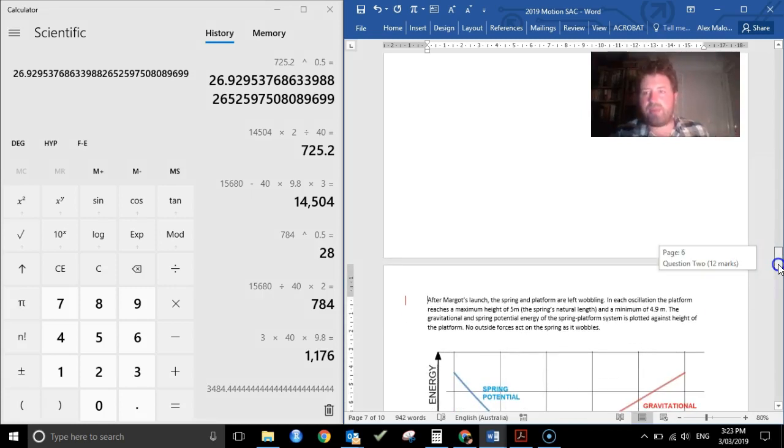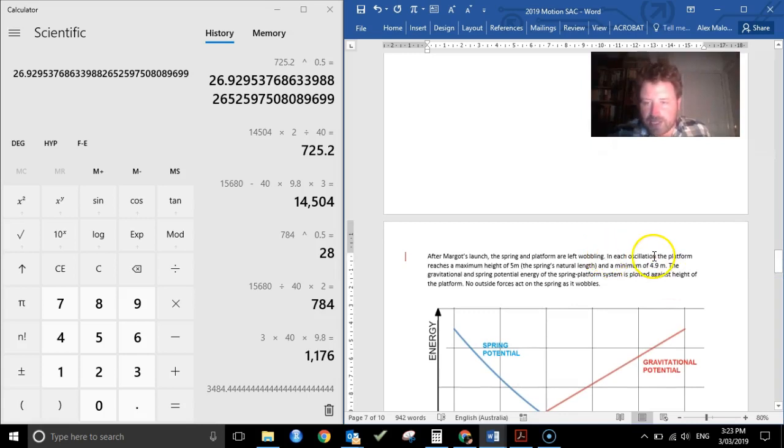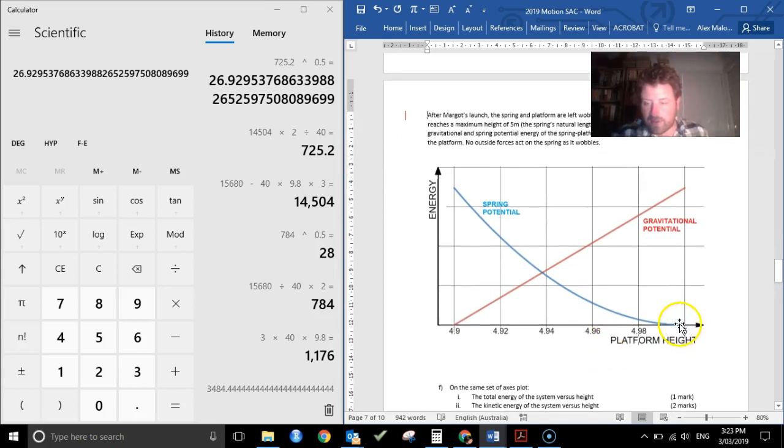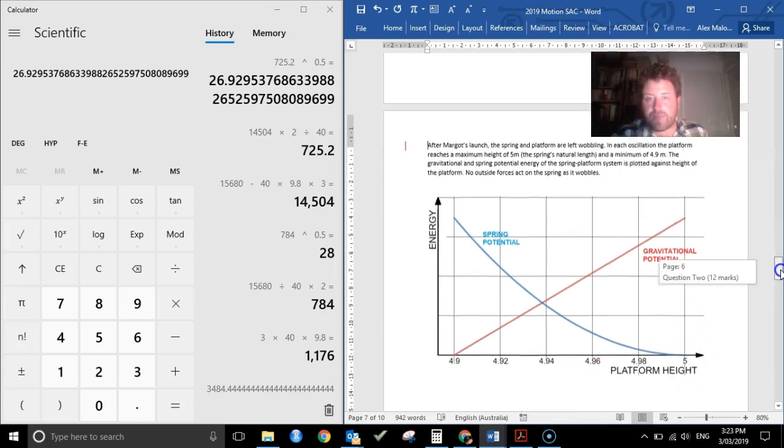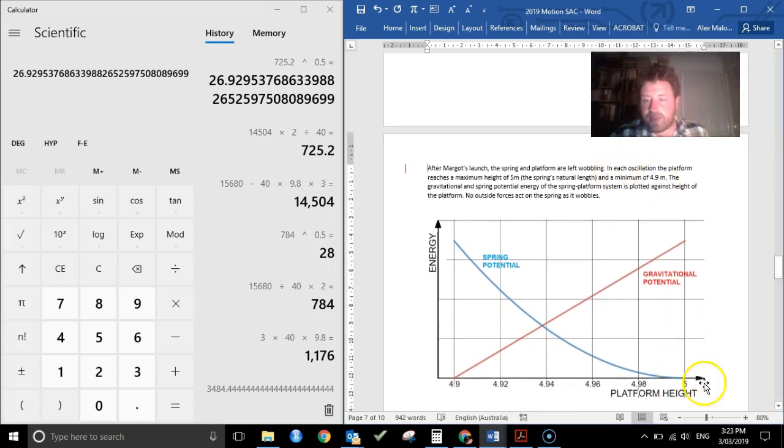So the next question is about that wobbling effect. It says, in each oscillation, the platform reaches a maximum height of 5 meters. So as it's going back and forth, it gets to 5 meters, and that's the spring's natural length. That means when the spring gets to its maximum height in that wobble, it has no spring energy. It's at its natural length. Natural length means no spring energy. Right? And that's why on this graph the energy goes to 0 at 5 meters. And the minimum is 4.9. So the spring gets compressed down to 4.9, and that's when it has its minimum height, which means it has its maximum spring potential energy.